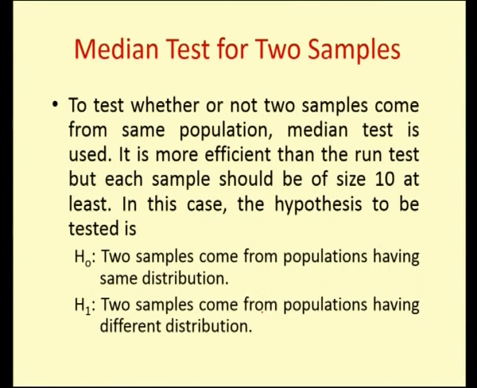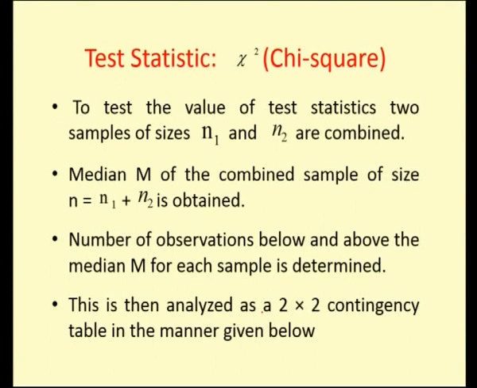So here you need 2 samples for the comparison. What will be the test statistic? The test statistic is going to be the chi-squared. To compute the value of the test statistic, 2 samples of sizes N1 and N2 are combined. Next we have to find the median M of the combined sample of size N equals N1 plus N2. How do you obtain the median? The given sample has to be arranged in either increasing or decreasing order. Find the middle value, that will be the median. So you will be getting your M.